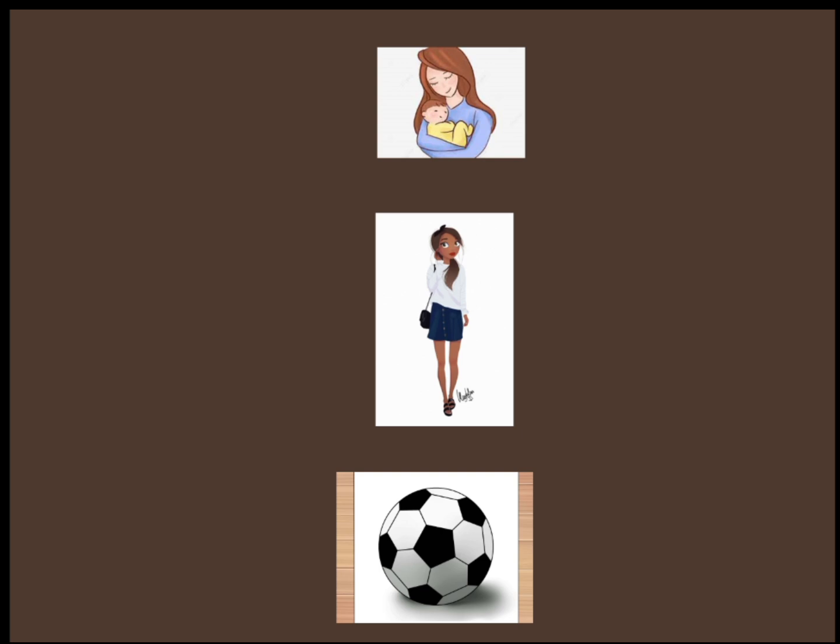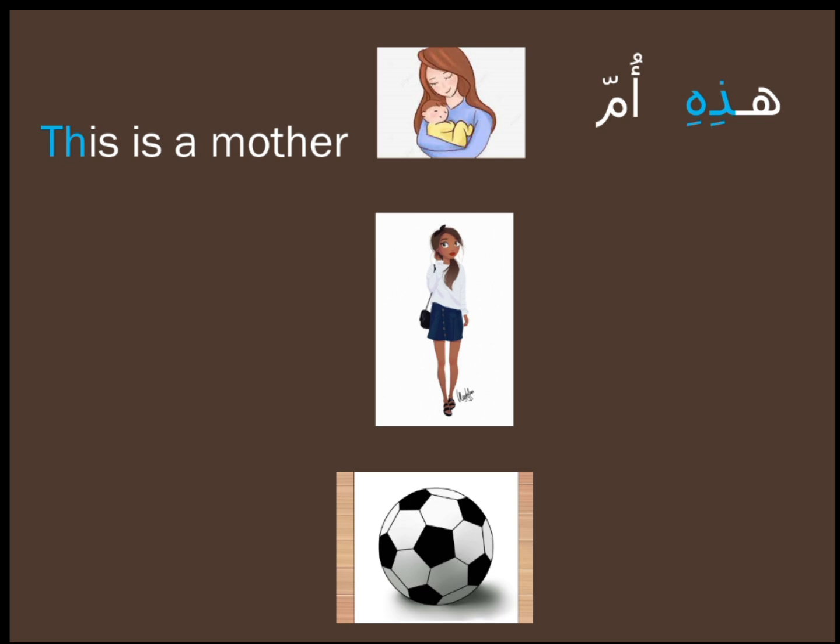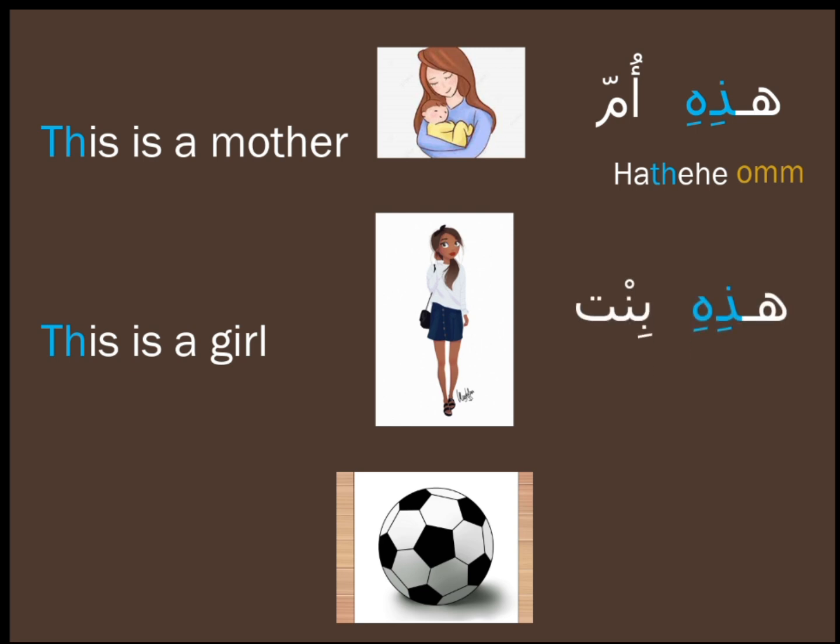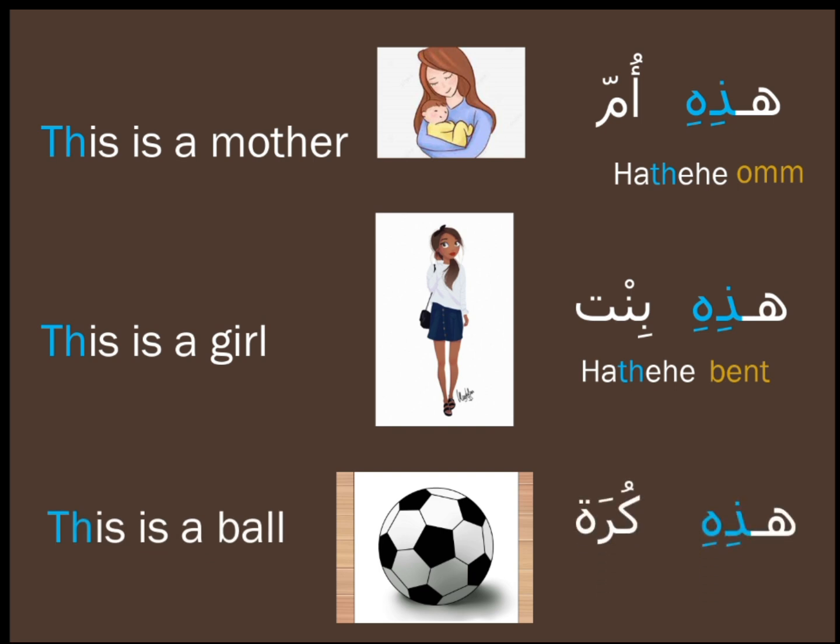Another group of words. Again, tell me what is this? This is a mother. هذه أم. This is a girl. هذه بنت. This is a ball. هذه كرة.